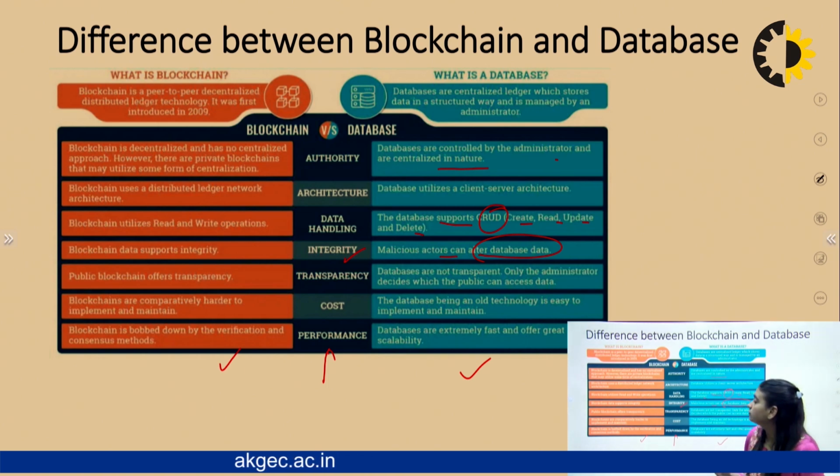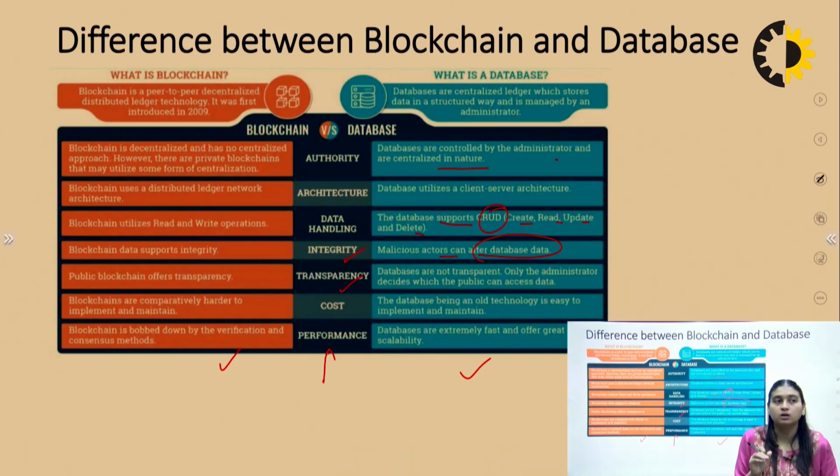Then on the basis of transparency, public blockchains offer transparency, and each node participating in the network can see the transactions or the updated data. The visibility is there and transparency is maintained. On the other hand, databases are not transparent, and only the administrator decides whether the public can access the data or not. Then we have the other criterion, that is cost.